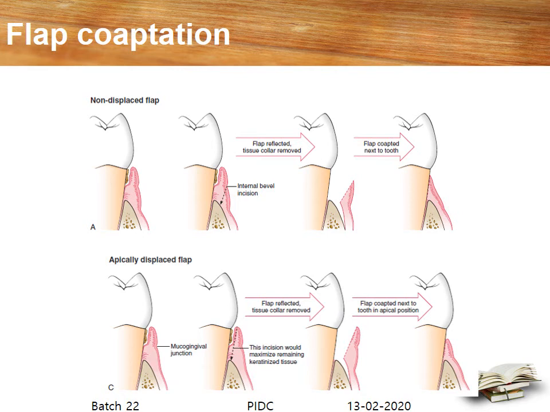Flap coaptation. Non-displaced flap: in case of placement of the flap back to the original surface, if it is placed back to the original surface after your flap therapy, then it becomes your non-displaced flap. If it is going to be placed a little apical to the original position, then it is said to be an apically displaced flap.